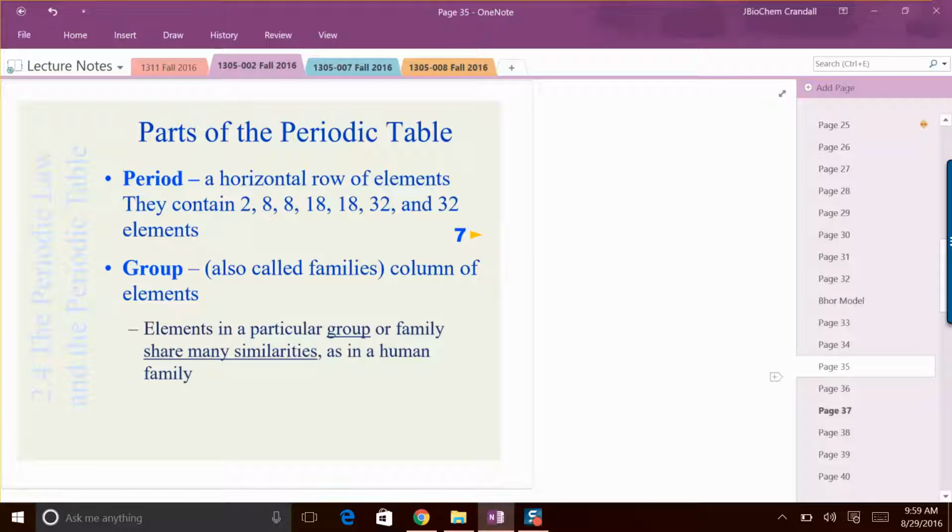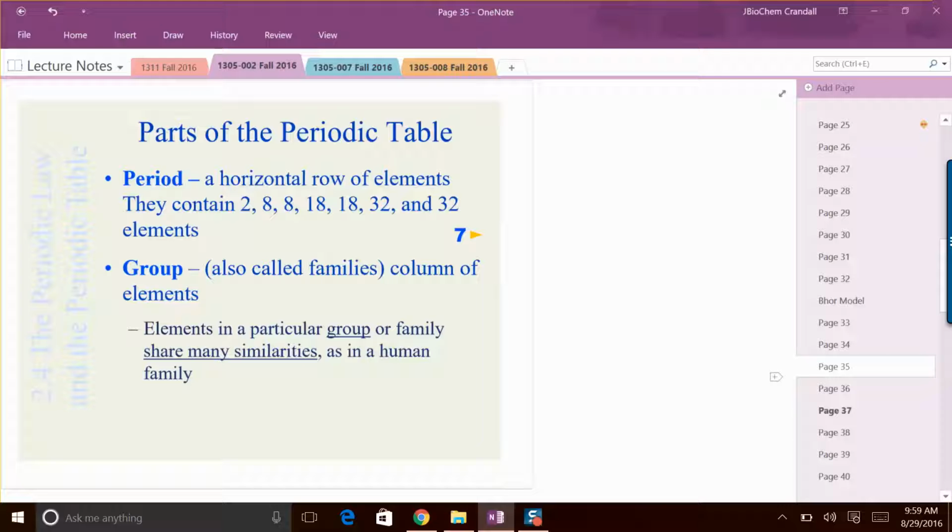Okay, so we've already seen this. The periods, 1, 2, 3, 4, 5, 6, 7, those are the energy levels. The groups of a periodic table, called families, are the columns. So like these guys, they're a group because they have similar chemistry and reactivities, which for these guys is basically none because they're the noble gases.